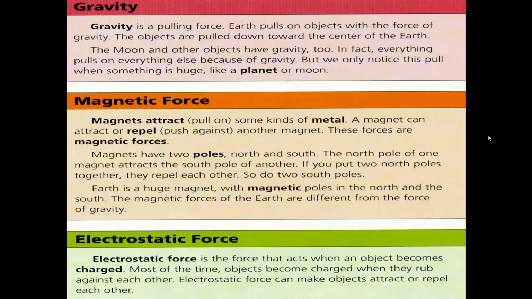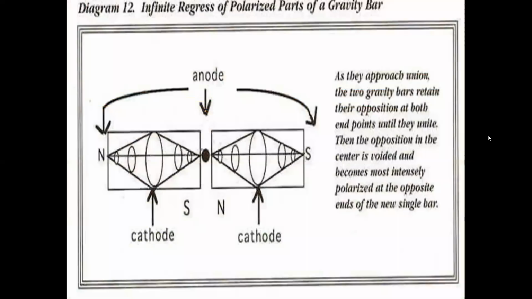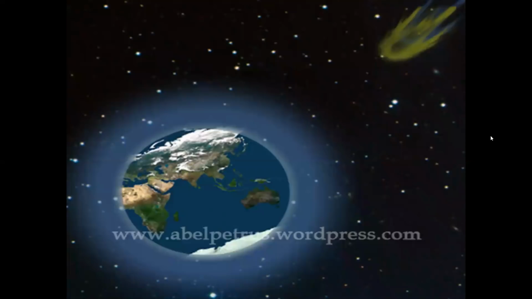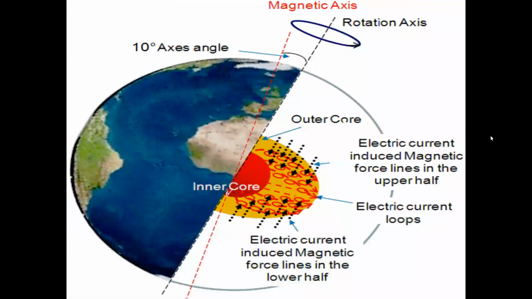Well, if you look at the electrostatic forces, it is the force that acts when an object becomes charged. Most of the time, objects become charged when they rub against each other. Electrostatic force can make an object attract or repel to each other. This is a diagram of such an approach. Now you begin to think about applying this to other theories. It begins to change everything.